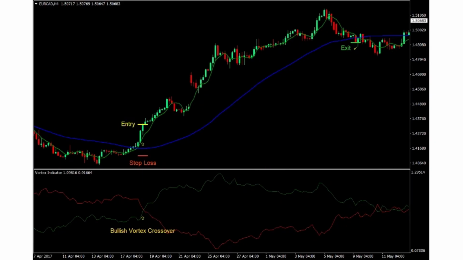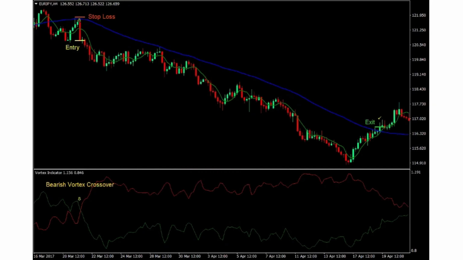1. Price must cross above the 50 simple moving average. 2. The 5-period volume-weighted moving average, green, must cross above the 50 simple moving average, blue, signaling a fast-moving trend change. 3. On the Vortex Indicator, the VI plus line, green, should cross above the VI minus line, red, confirming bullish momentum. 4. When all these align closely, you enter long.